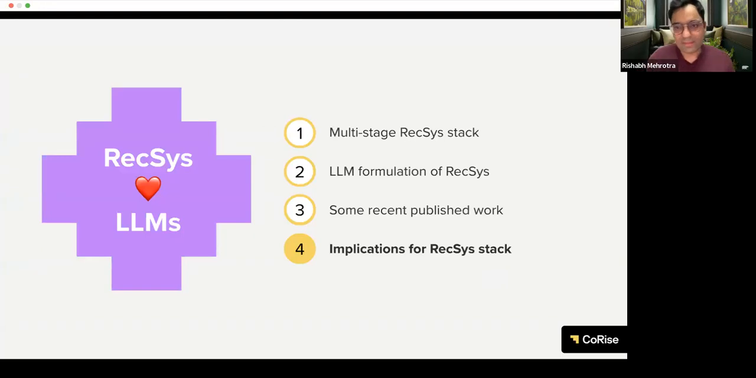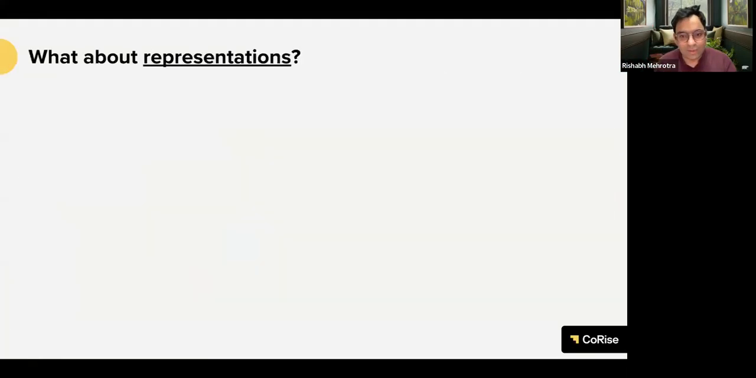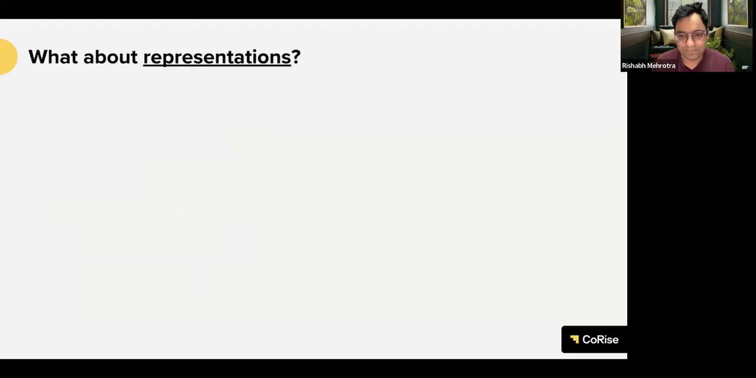So let's take a step back, right? We looked at the entire RecSys stack, very simple: corpus, candidate generator, ranker. We've looked at a few ways people have been thinking about the entire space of LLMs for RecSys: discriminative, generative, and some of the recent work has started to look at zero-shot cases, some of these prompting approaches, pairwise prompting, and tuning for the recommendation problem, which is rec tuning, and then a bit of personalization, and different representations.